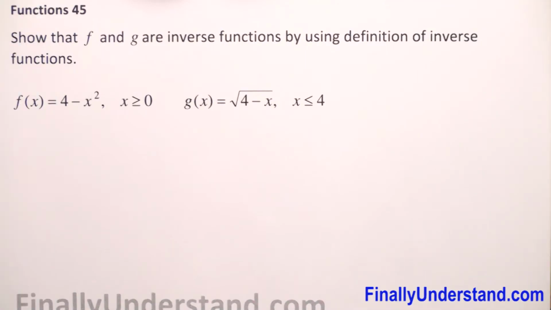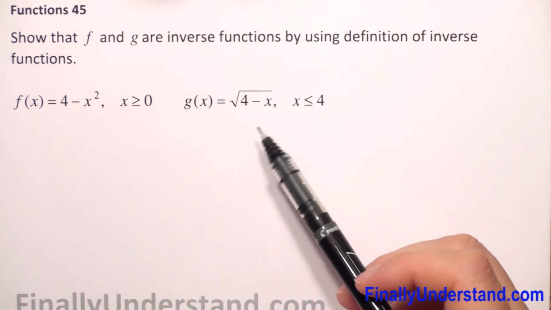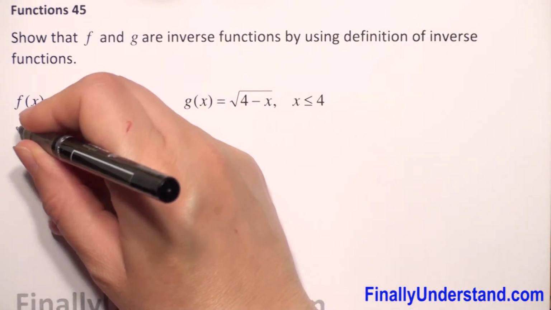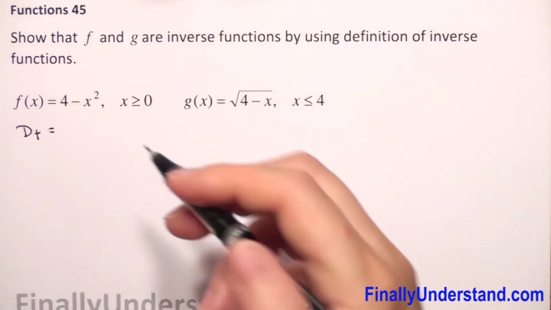Show that f and g are inverse functions by using the definition of inverse functions. So first we will check if the domain of our f function is equal to the range of our g function, and the range of our f function is equal to the domain of our g function. So we will calculate the domain of our f function.